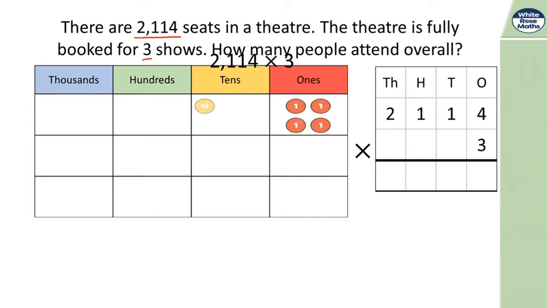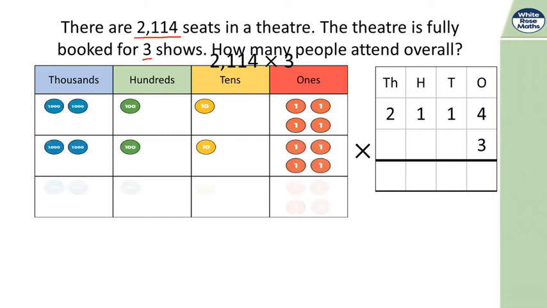So we've got 4 ones, 1 ten, 1 hundred, and 2 thousands. We need that 3 times. Once again, you can use this method, multiplying them like this and then adding them together. We can use this method, but we're going to look at both at the same time. So the first one is 3 lots of 4. So the ones column, 3 lots of 4.